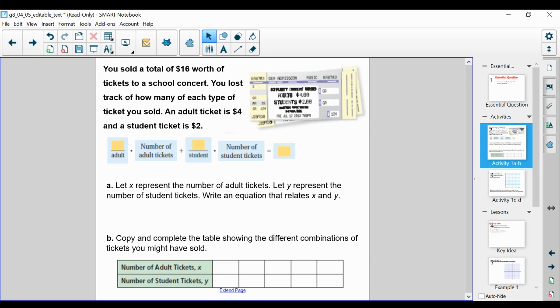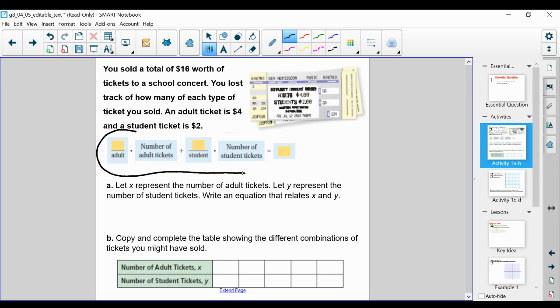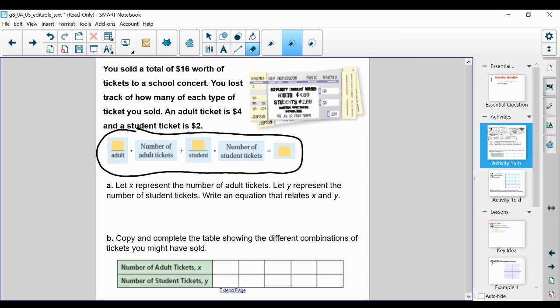Within the middle of your screen, let me circle it for you. This is going to be our general setup. We're going to have the adult ticket price times the number of adult tickets that we sold. We're going to add that with the student price. We're going to multiply that by the number of student tickets that we sold, and that's going to be equal to our total.